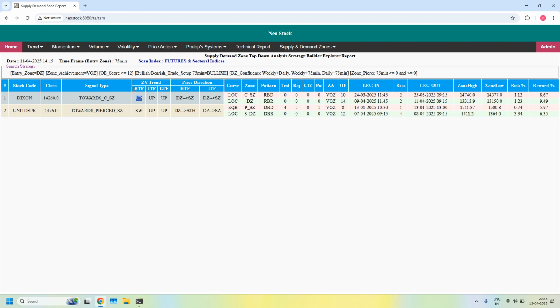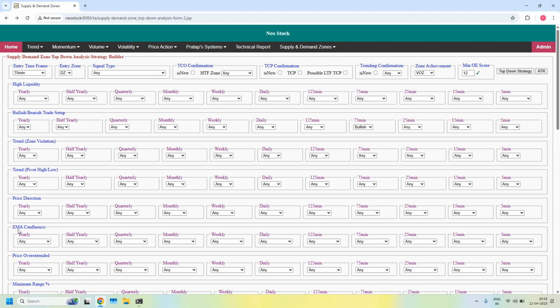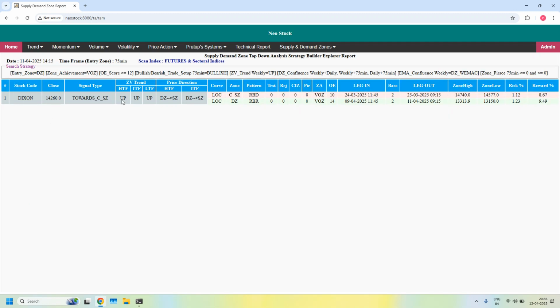Let us verify. In the EMA confluence at weekly time frame, I am setting whether the weekly demand zone is having weekly EMA confluence or not. But EMA confluence should not be applied to a sideways trend. One stock is having a sideways trend. We have to eliminate that stock. So that's why in the weekly time frame, I am checking the trend should be uptrend, because it is a bullish trade setup. Let's filter. So that one stock is filtered.